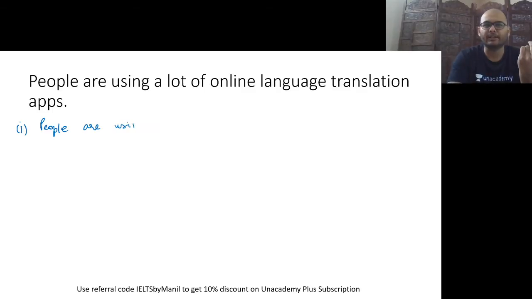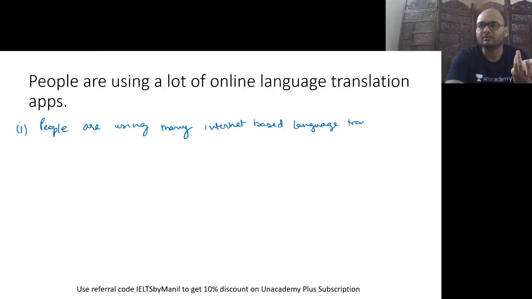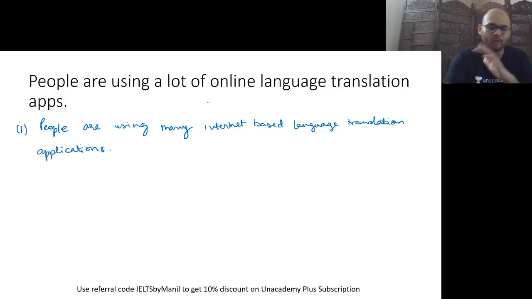No, I really can't think of any. Even downloading doesn't make a lot of sense. People are using a lot of many, right? A lot of can be replaced easily with many. Online can be replaced with internet based, right? Language translation apps. Can we think of anything which would? Not really, right? So language translation apps could be changed to applications, right? Because apps is nothing but short for applications. So people are using many internet based language translation applications. That is just using synonyms for some of the words, not all the words.